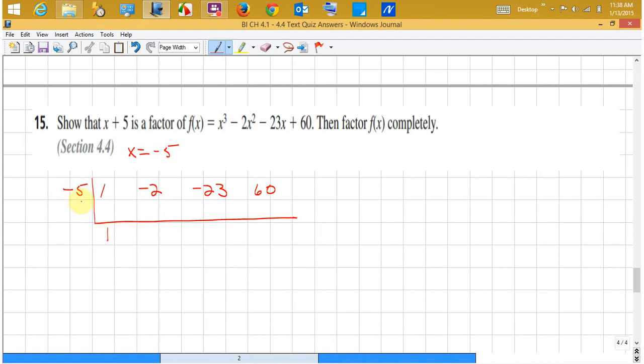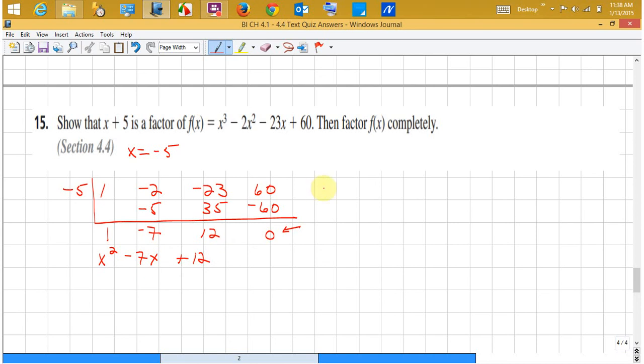So 1 times negative 5 is a negative 5. Gives me negative 7. Negative 7 times a negative 5 is 35. That would give me a 12. 12 times negative 5 is a negative 60. And that gives me a 0, so sure enough, it is a factor because the remainder is 0. And what I have left here would be x squared minus 7x plus 12.